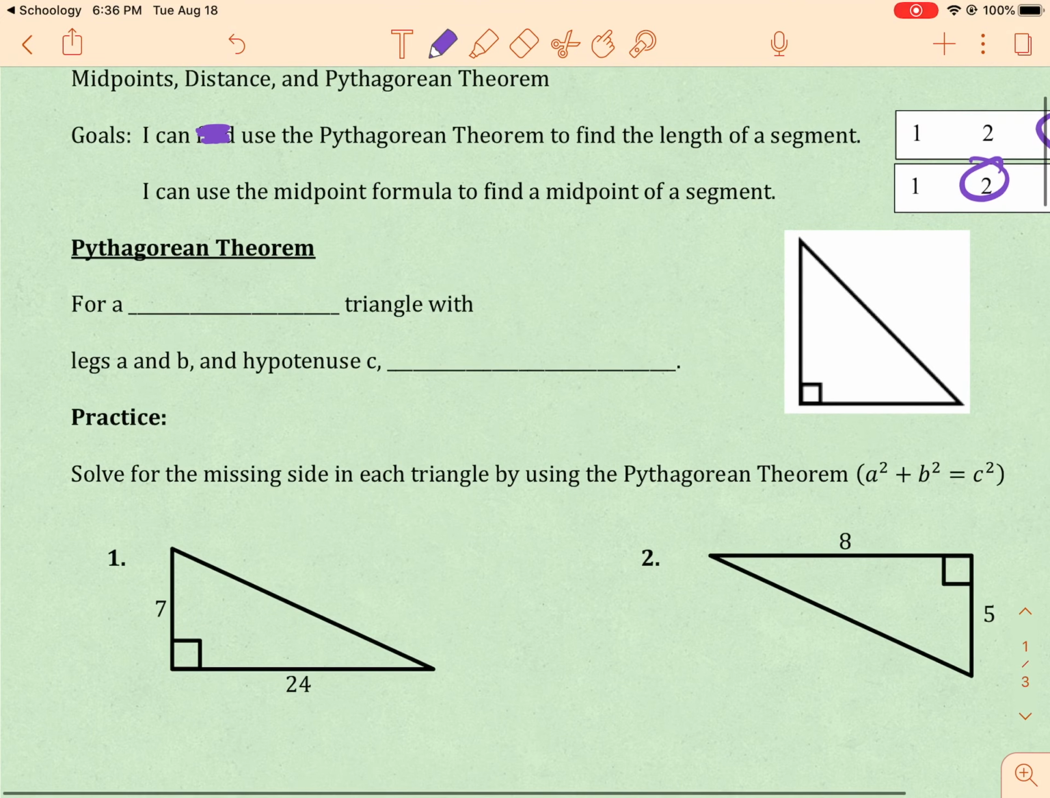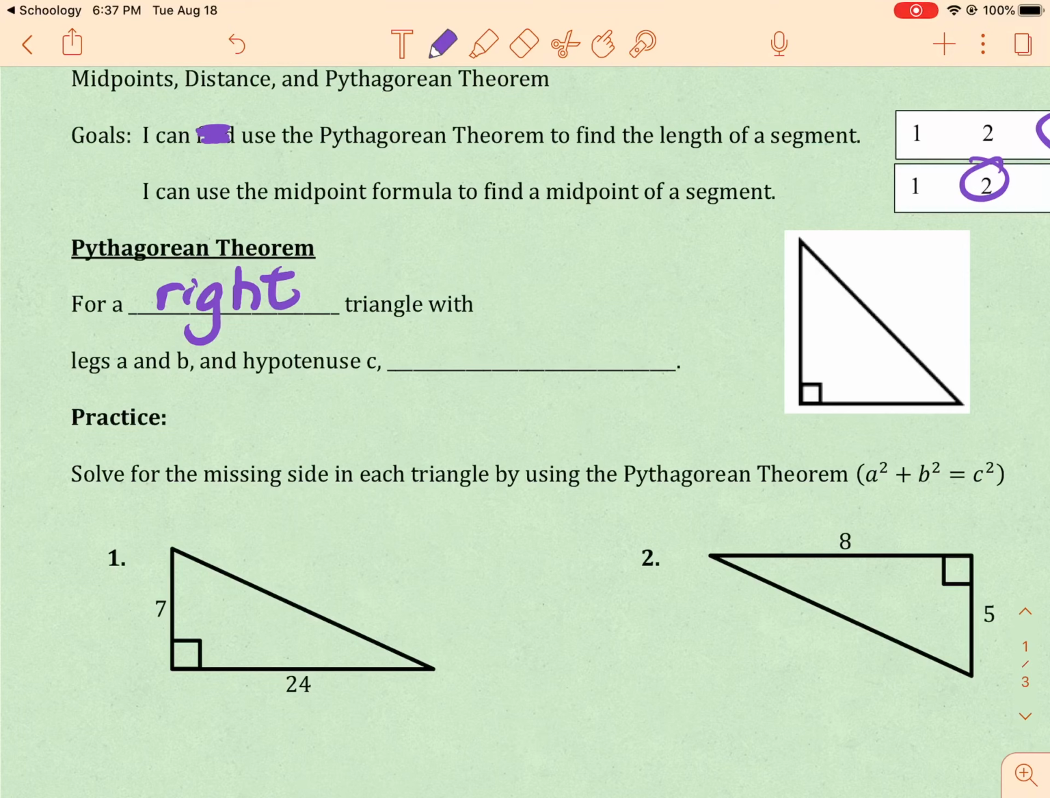The Pythagorean theorem is one of those things that I bet your parents can tell you what the formula is. They might not remember how to use it, but that's something that sticks with them forever, and we'll get into it. It only works with a special kind of triangle, a right triangle. If we're given the legs a and b and the hypotenuse c, then the Pythagorean theorem is a squared plus b squared equals c squared.